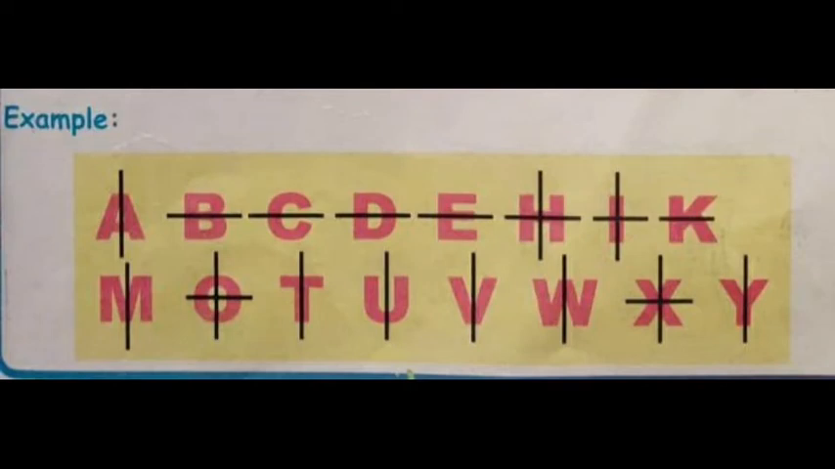Look at the example of our English alphabet. You can mark the line in the center, so you will get symmetrical design. Okay, like A, B, C and so on. Observe the letters slowly. You will get horizontal and vertical symmetrical designs.